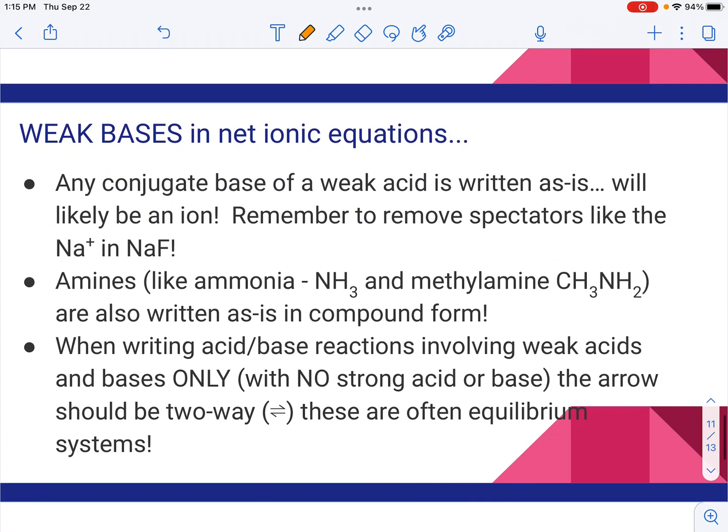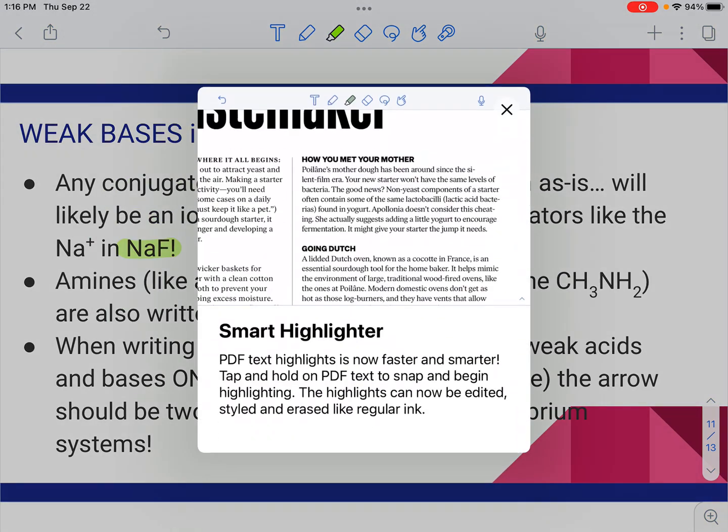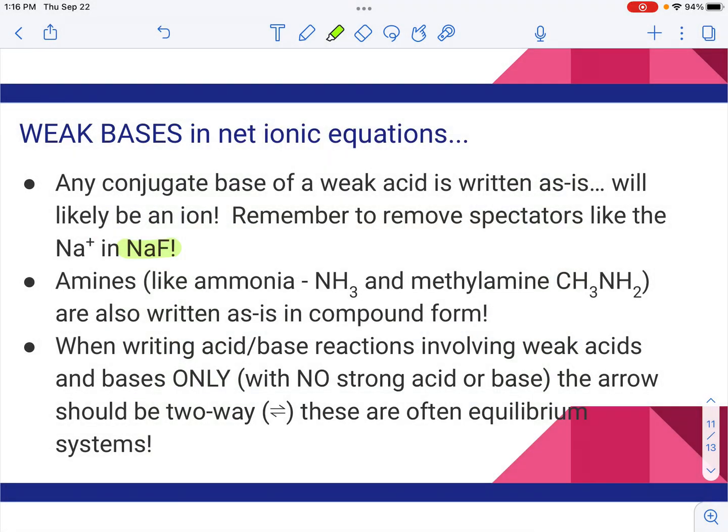All right. Weak bases kind of work the same way. Your conjugate base of a weak acid is written as is, but remember that it will probably come as NaF. And you only care about F- because this will dissolve, and the F- can act as a base and accept a hydrogen ion. Okay, you need to recognize ammonia and methylamine, and we're going to write them in the molecular form. And again, a reminder that if it's only weak acid and weak base, then you're writing a two-way arrow. But if it's got a strong acid, or in this case, a weak base with a strong acid, then you'll write a one-way arrow.